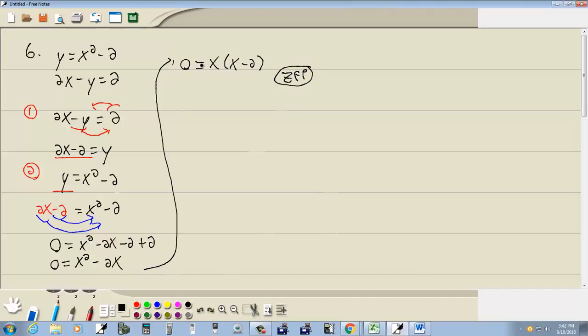Actually, I think the book refers to it as the zero product property, but same idea. You get zero on this side, you factor the other side, you set each factor equal to zero. So I'll set x equal to zero, and I'll set x minus 2 equal to zero. So that gives us 0, and that gives us 2.